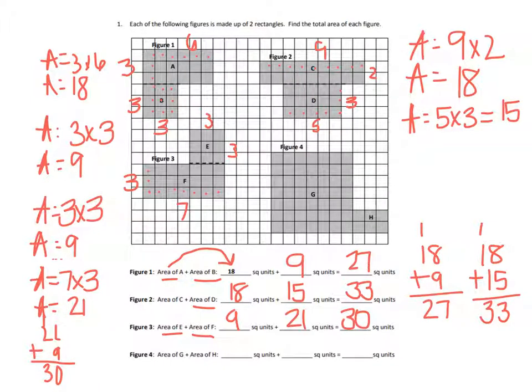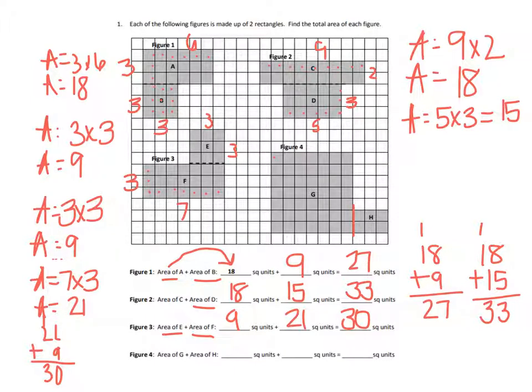Find the total area of figure 4. Remember to find the area of G first, then find the area of H, and then add them together. Pause the video while you work and replay when you are ready. So here is where I'm going to draw my line so that I can separate into rectangle G and rectangle H. Now I'm going to figure out the dimensions.